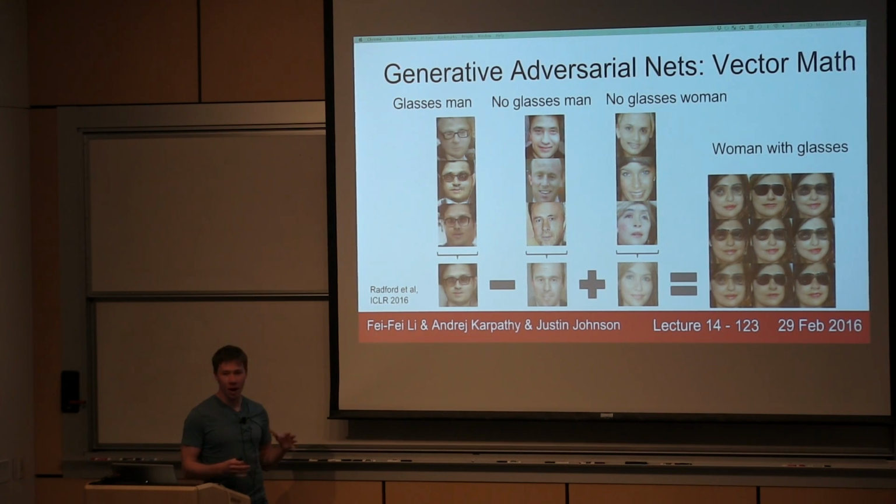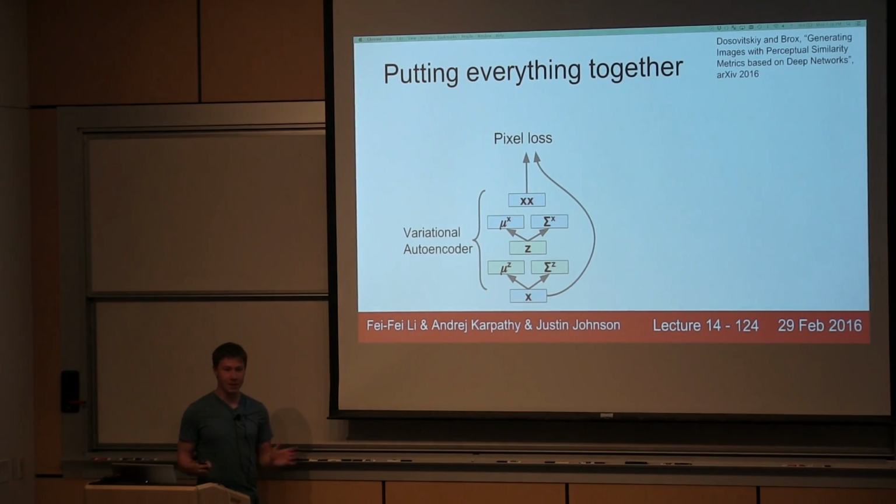So even though we're not forcing an explicit prior on this latent state space, these adversarial networks have somehow still managed to learn some really nice, useful representation there. So also, very quickly, I think there's a pretty cool paper that just came out a week or two ago that puts all of these ideas together.